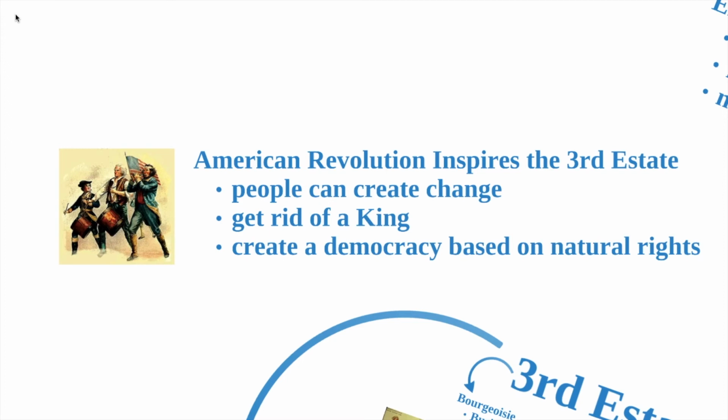You can create change. You can get rid of a king. You can create a government based on democracy and natural rights. People in France were well aware of what was happening in the American colonies. One of the reasons why is because France was very closely allied with the colonies during the war, and France contributed lots of money and resources to the American Revolution, and that's actually going to become a problem for King Louis XVI a little bit later on.